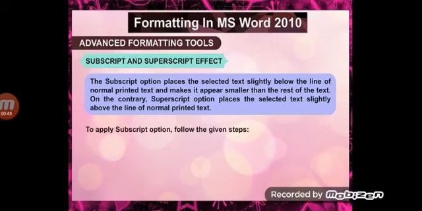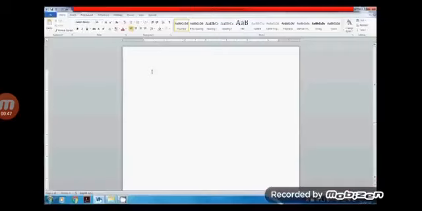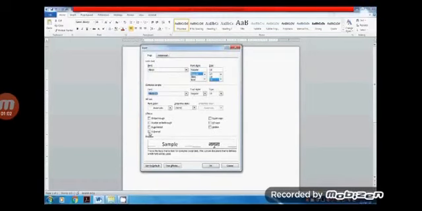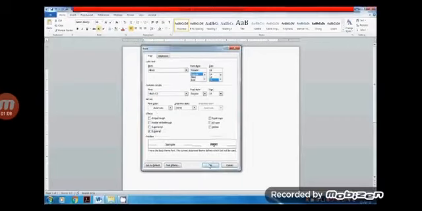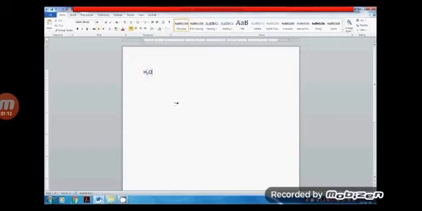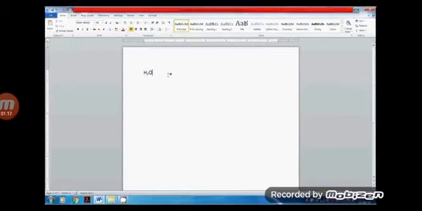To apply the subscript option, follow the given steps. Type H2O and select 2. Click on the Font dialog box launcher on the Home tab. Click on the Subscript checkbox under the Effects section and click on OK. Notice that the 2 will be placed below the line of the normal printed text. Similarly, change the formatting effect to superscript.